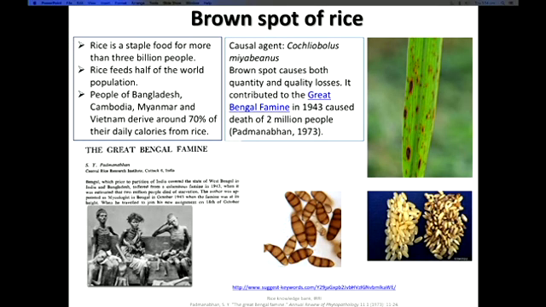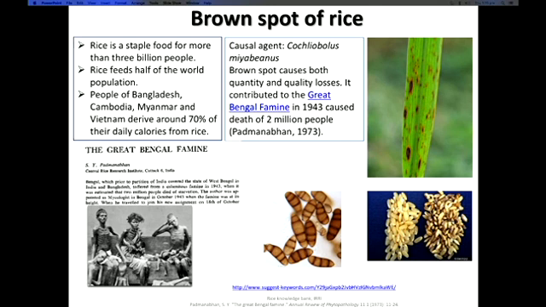So this brown spot of rice caused one of the biggest famines that happened in Bangladesh, India, and that subcontinent. That's why it's called the Bengal famine. It caused 2 million people to die during that period. So only one single disease can cause a huge loss, huge suffering for human civilization. This was one of the biggest threats at that time, and it is caused by a fungal pathogen.